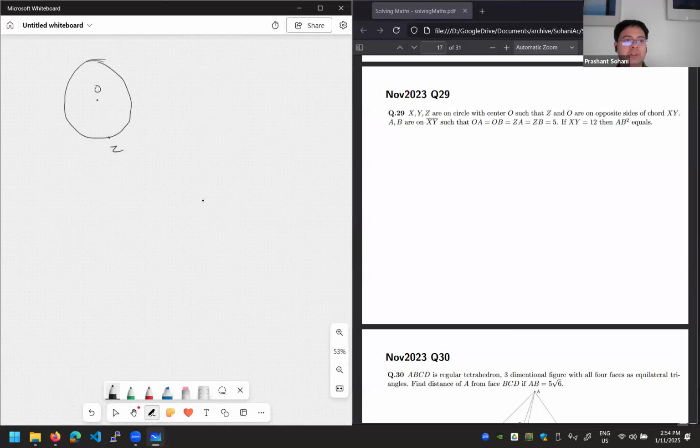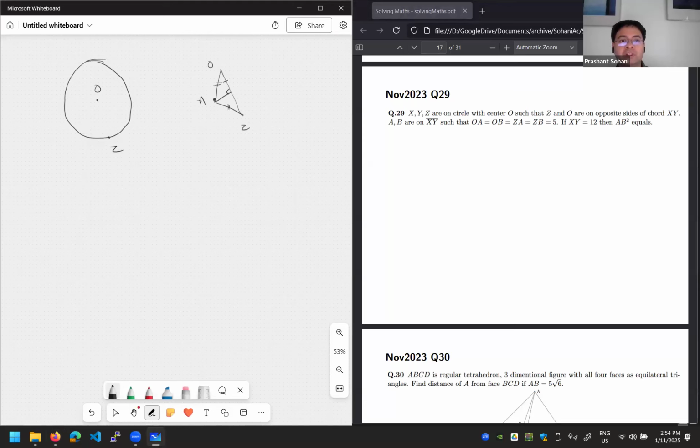I have not drawn X, Y somewhere in between yet, because if I continue to read the question, what I'm getting, that A and B are on XY, such that OA is equal to OB is equal to ZA equal to ZB. Okay, so these A, B points are somewhere such that if you notice how it is that OA and ZA are equal, which means you must have already studied this in school, that when a point is equidistant from two other points, it has to lie on the perpendicular bisector, right? So if this is my O and this is my Z, then if OA and ZA are equal, therefore the diagram has to look something like this.